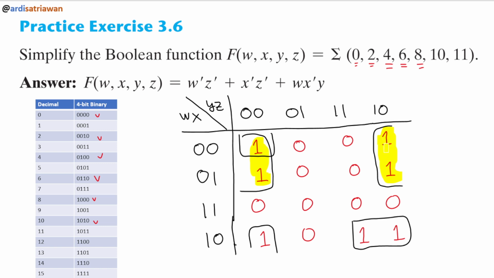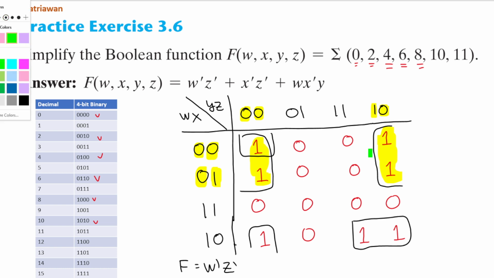Let's see what we have differently here. W is the same here, so this yellow one definitely depends on W. Here W is 0, so we will have W prime. But X is different, so the yellow does not depend on X. And Y is different also, so it does not depend on Y. But for Z, we have 0 here and 0 here, so we will have Z prime there.